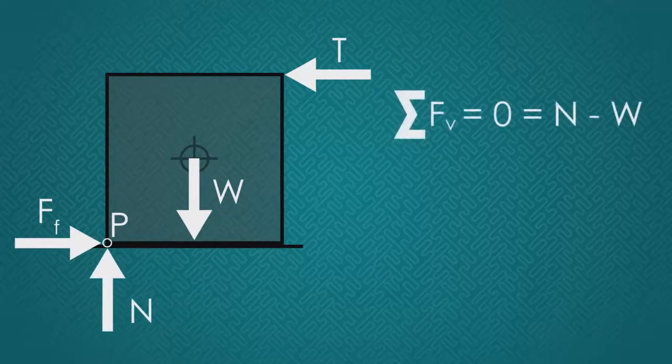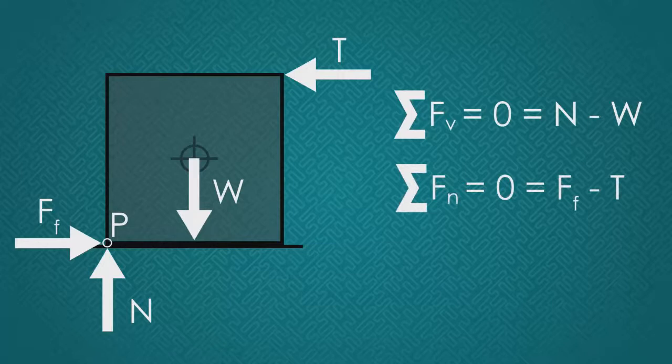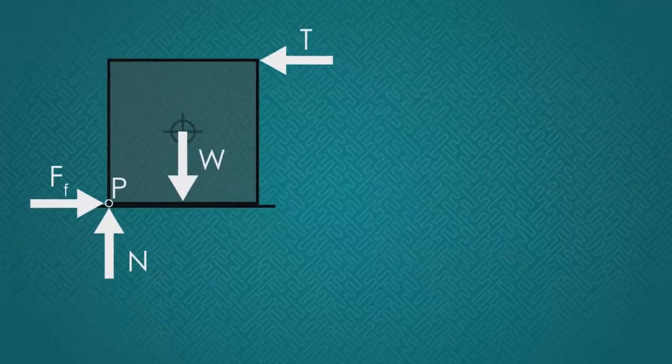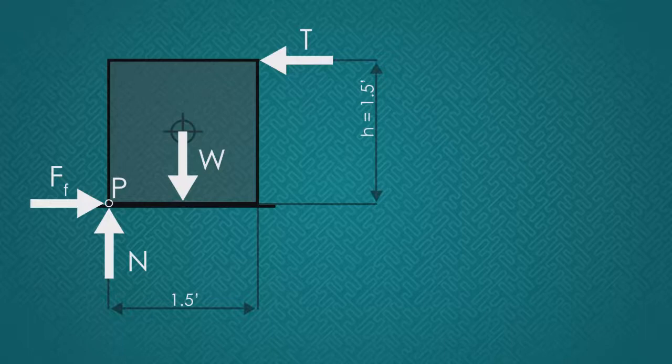Because the box is in static equilibrium before it tips, we know that the normal force is equal to the weight and the frictional force is equal to the applied force at the critical instant, which we called the tipping force, T. But we don't know the magnitude of the tipping force. We can use the sum of moments equation to find the tipping force. First, let's add dimensions to the free body diagram. The box is a 1.5-foot cube. Let's add the magnitude of the forces we know.